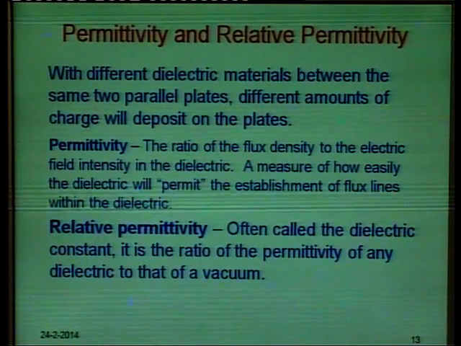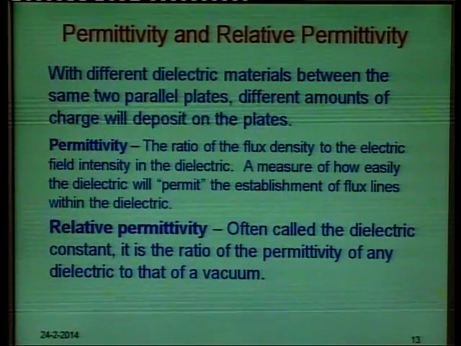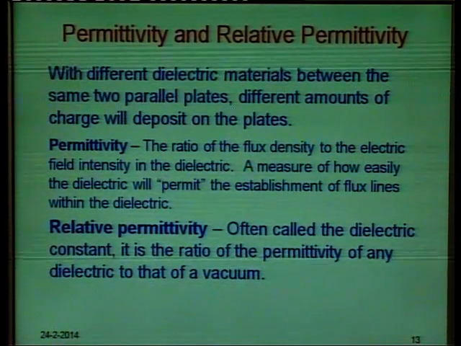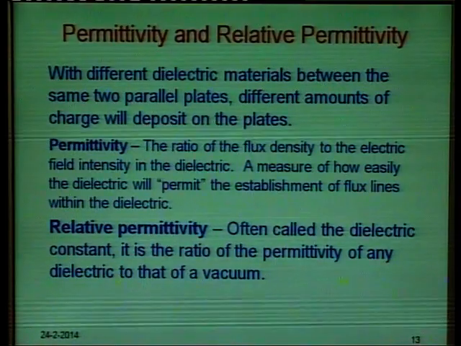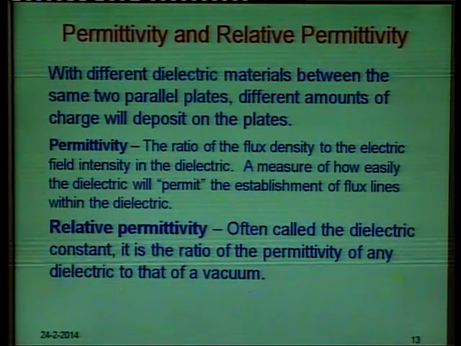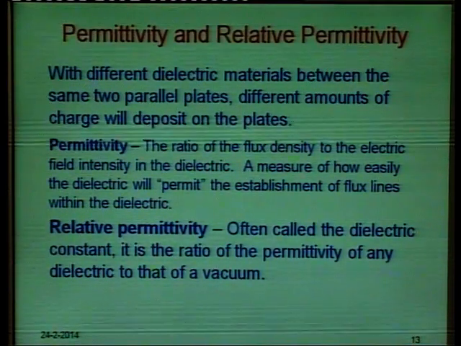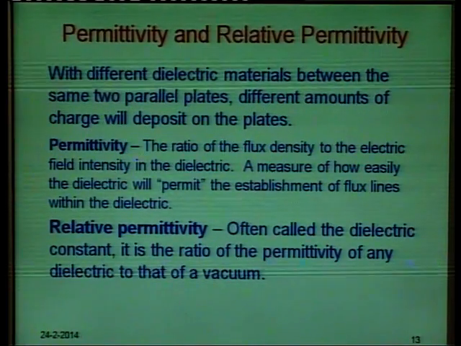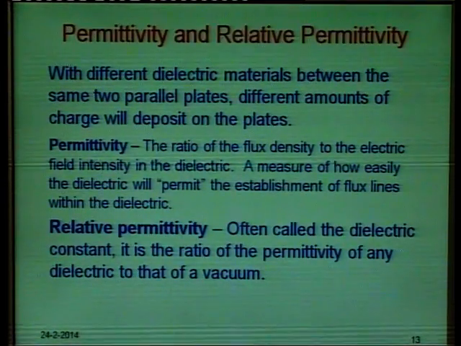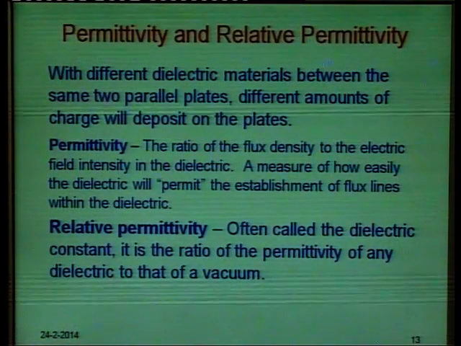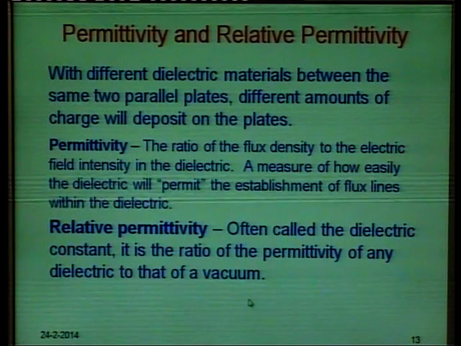The ratio of flux density to electric field intensity in the dielectric is what is called permittivity. In simple terms, permittivity means permit, a measure of how easily the dielectric will permit the establishment of flux lines within the dielectric. Relative permittivity, we sometimes also call it dielectric constant. It is the ratio of permittivity of any dielectric to that of a vacuum, that is, the ratio of the permittivity of the medium to the permittivity of the vacuum.